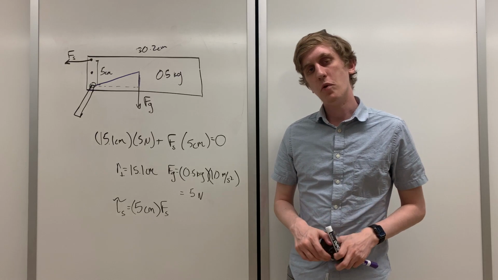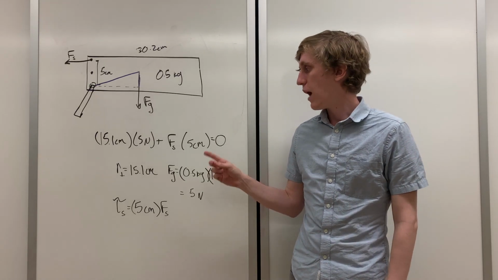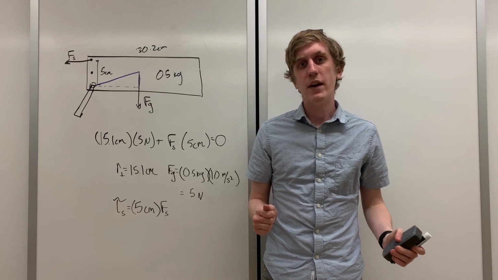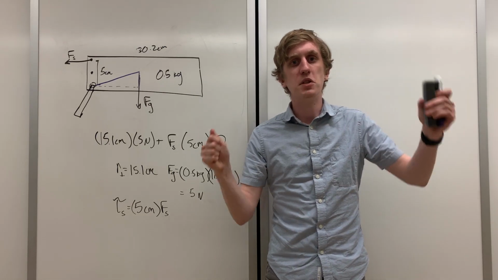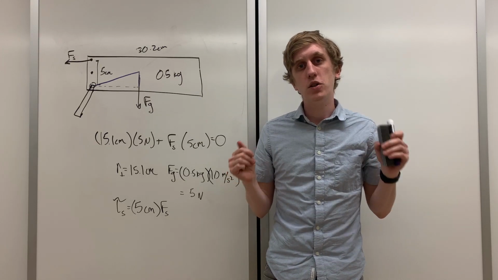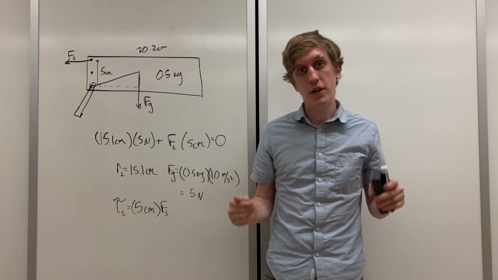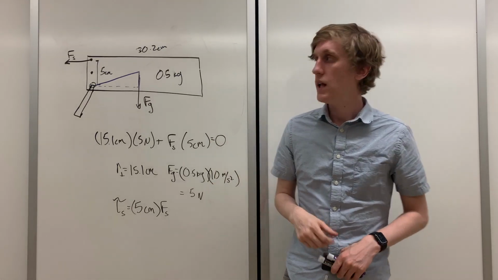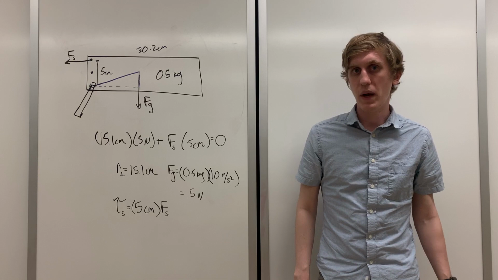Now, something to note is we have to be careful about the signs in this case. Typically, we would say that a torque that's trying to rotate an object counterclockwise is a positive torque, and a torque that's trying to turn an object clockwise is a negative torque. Let's look at these and figure out which is which.